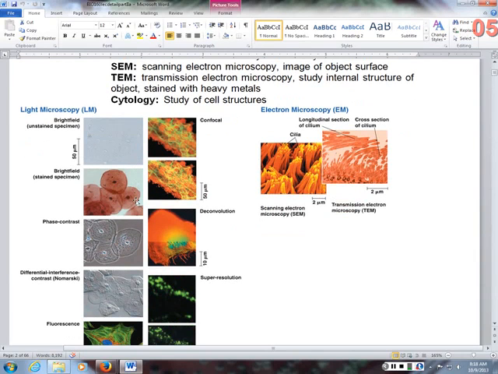And then these images over here just show what different types of microscope images would look like on there. What you're going to be used to is bright field stained, which is what we have access to here.